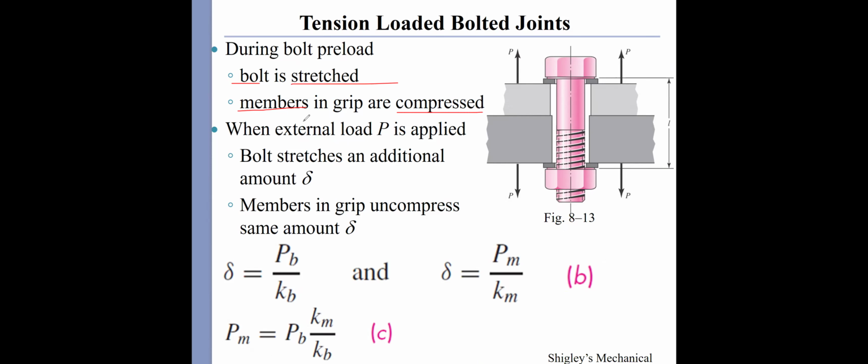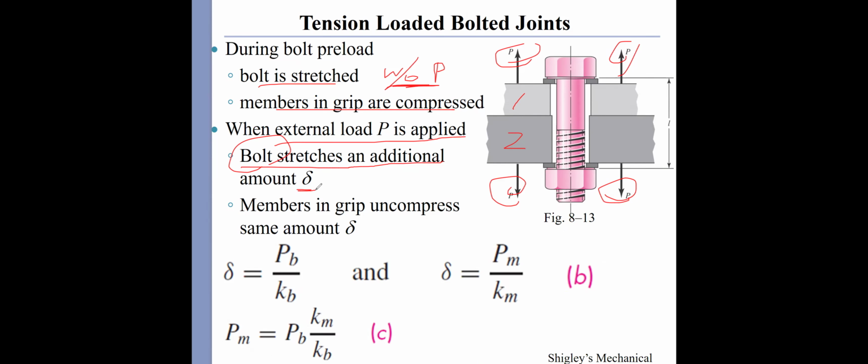This is without the external load P. I'm sorry, it's not the preload Fi, it's without the external load P. So when this external load P is applied, what's the situation there? The bolt stretches further, right? Because the force P is desired to separate these two members. We're gonna break them apart. Therefore, the bolt will be stretched further. That means you have an additional amount of deformation, delta, right?